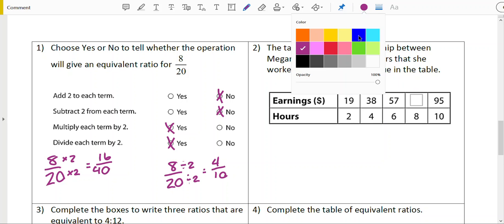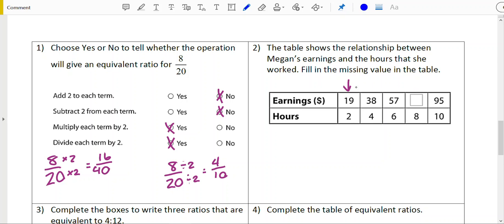Let me change my color. So here is my missing box. I need to get from 19 to this missing box. So I can use 2 to get to the box that I know, and 2 times 4 would give me 8. So whatever I have to do to the bottom, I also have to do to the top. So I'm going to do 19 times 4, and you get 76. So 76 should be the answer for number 2.